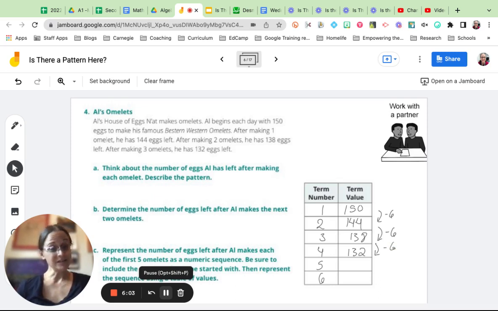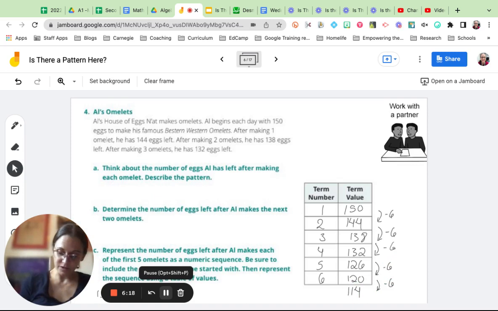It's because Al uses 6 eggs for every omelet. And we could keep on going, couldn't we? At least until Al runs out of eggs. So looking at our pattern, we could write a list: 150, 144, 138, 132, 126, 120, and so on. And what's going on is it is decreasing by 6 because he's using 6 eggs per omelet.